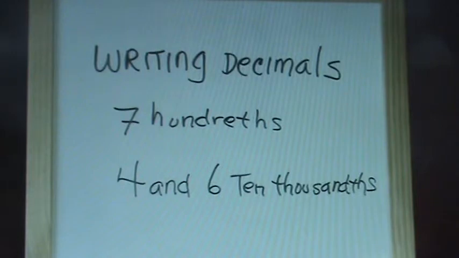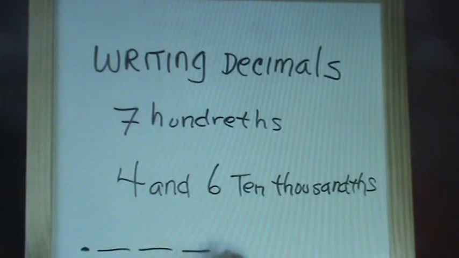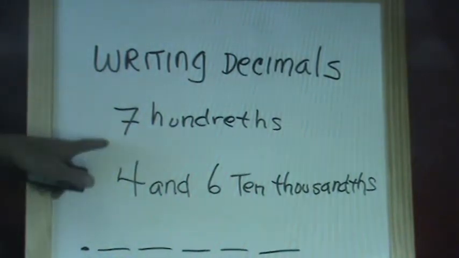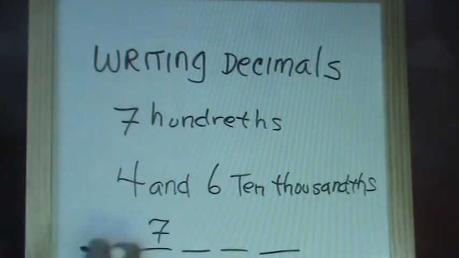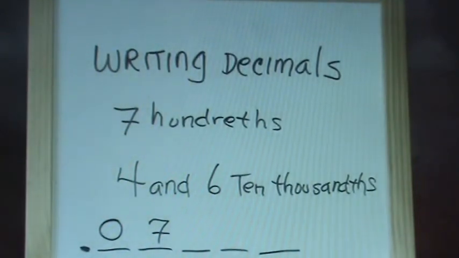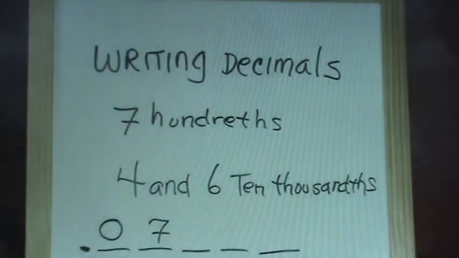Okay, well, quick review then, writing decimals. Writing decimals is fairly simple if you understand the decimal place values. So if you know that this is the tenths place, the hundredths, the thousandths, the ten thousandths, the hundred thousandths, and so on. Well, let's take this one, 7 hundredths. Well, we know this is tenths, this is hundredths, there are 7 hundredths, and we have to put a 0 in the tenths place. Pretty simple.